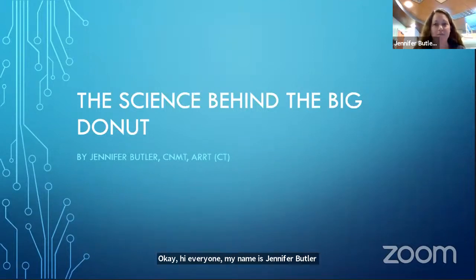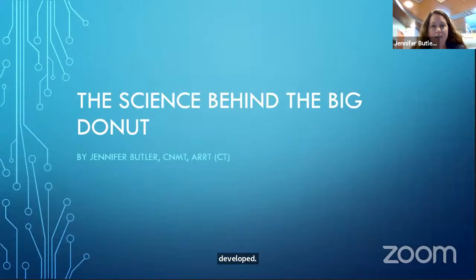I am a full-time CT and nuke med technologist, and today I'm going to be talking about the science behind the big donut, which is the CT scanner. I'm going to talk about how it works, how it was developed, and then we're going to go into some interesting cases, and I'll talk about what it's like to be a CT technologist. And then I will be happy to answer any questions that y'all have at the end.